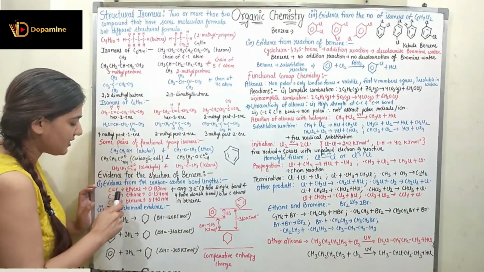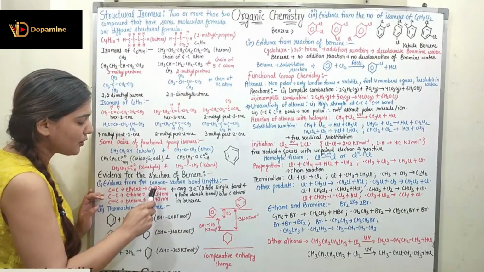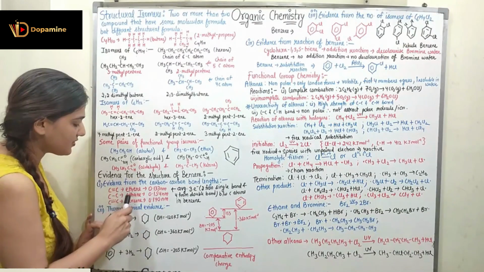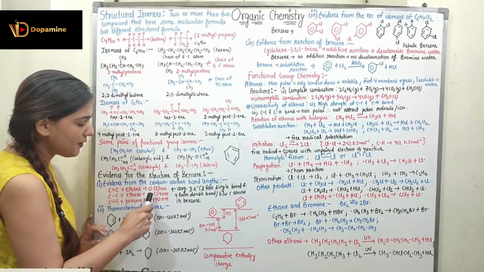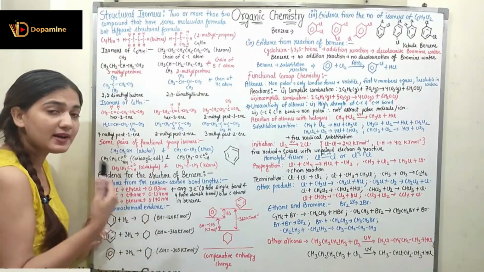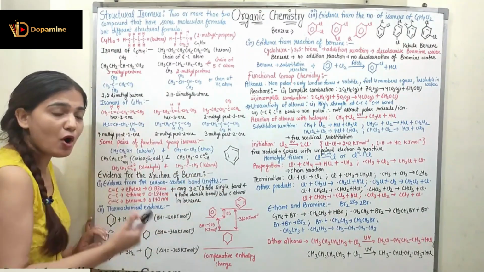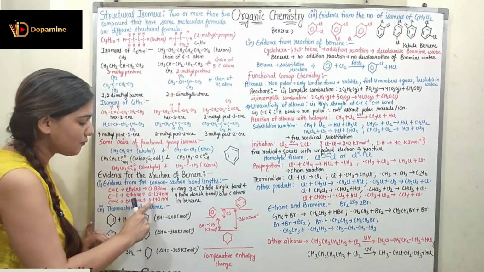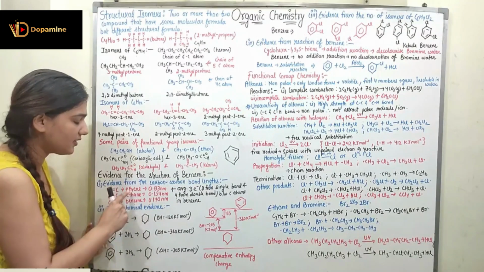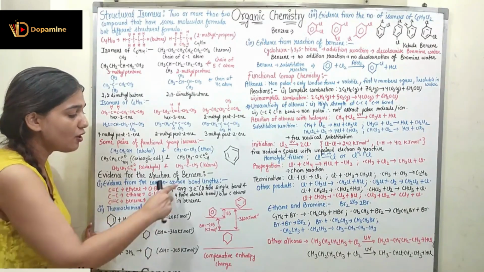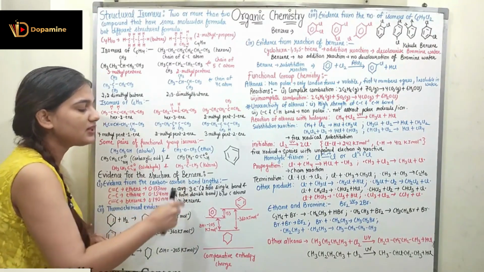So C double bond C will be having the length 0.133 nanometer. C single bond C will be having the length 0.154 nanometer. But if I calculate the bond length in benzene, it is 0.140, which is in between the double bond and the single bond. Why is it so? Because here we have an average of 3 electrons.